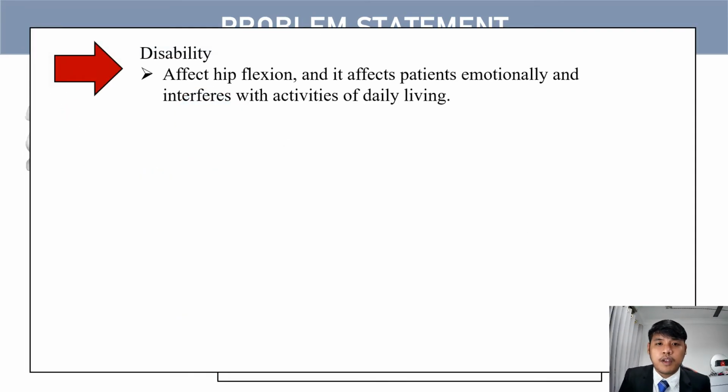These lumbar vertebrae or lumbar bones contain spinal cord tissues and nerves which control communication between the brain and the legs. Damage to the lumbar spinal cord subsequently affect the hips and groin area and may impact the lower abdominal muscles and thigh flexion as well. For disability, it will affect hip flexion and it affects patients emotionally and interferes with activities of daily living.